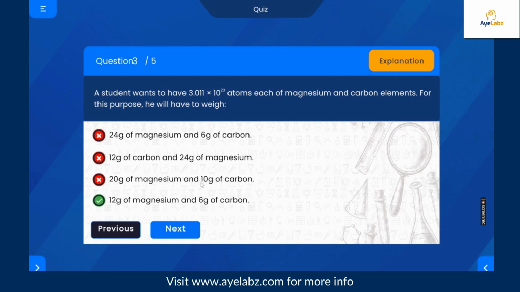By the end of it, stoichiometry will no longer feel like a challenge, but a tool you can use confidently in chemistry.